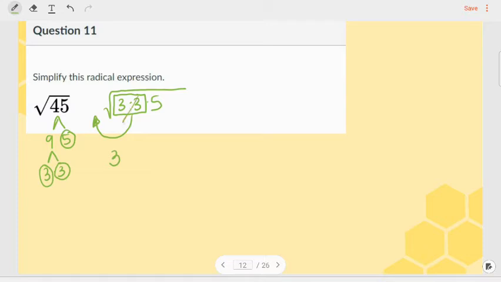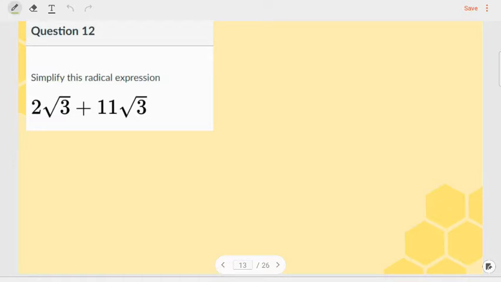Only 1 3 for the pair. Now it's gone. And I'm going to write my radical sign. Now, is there a pair, another 5, underneath that radical symbol? There is not. So it has to remain. And this would be my final answer. 3 radical 5. Let's look at a different example.